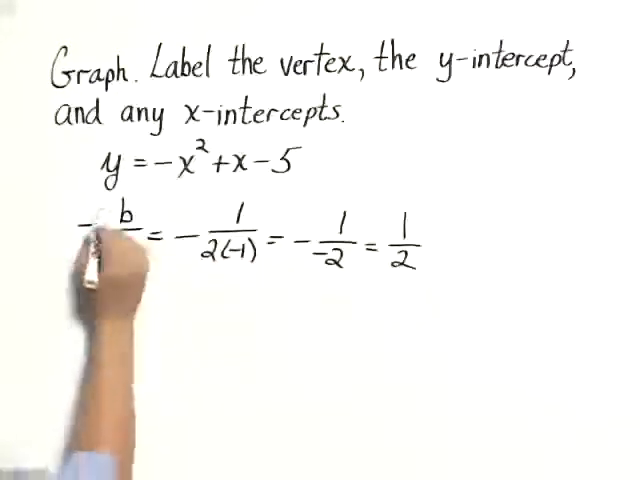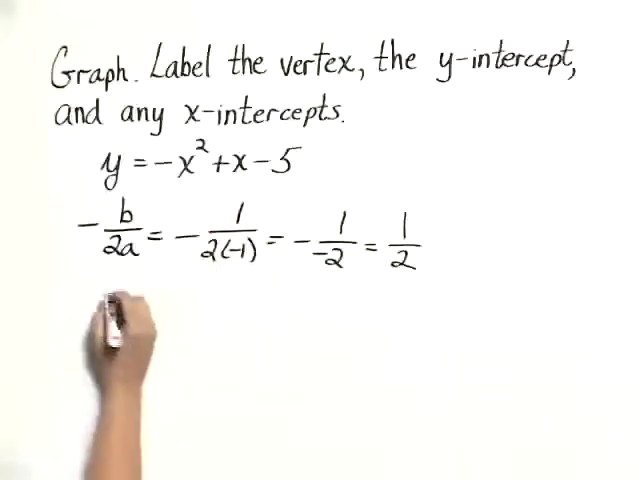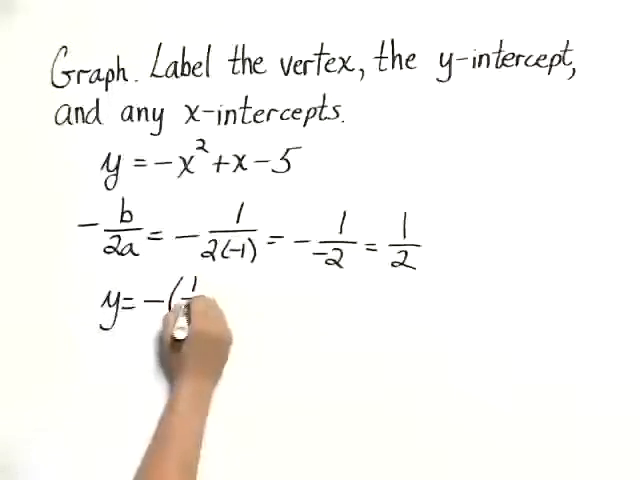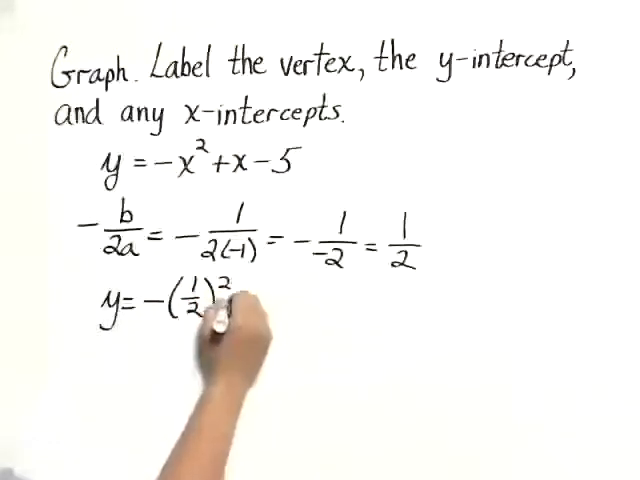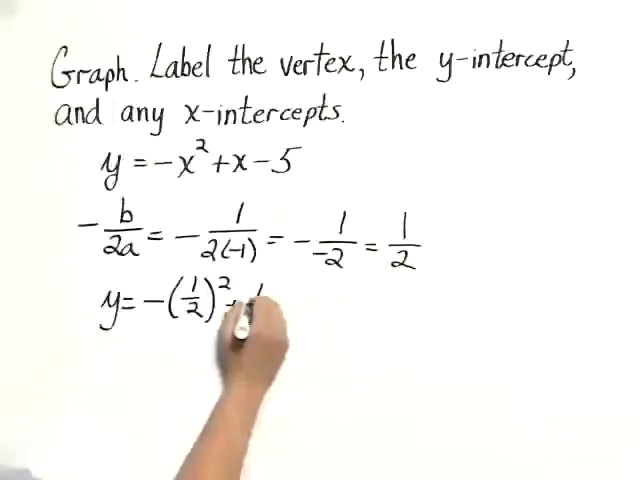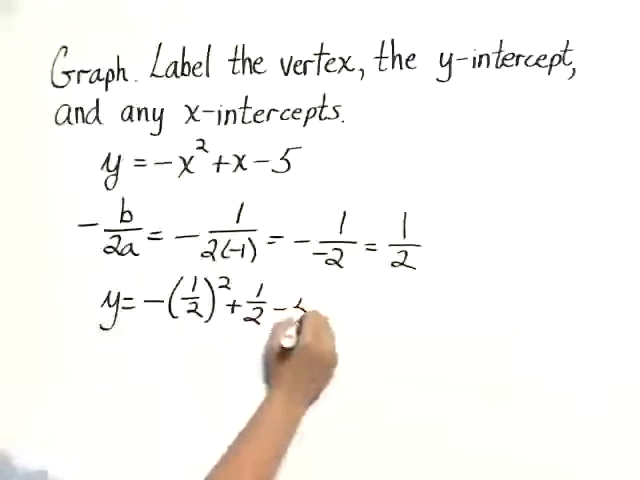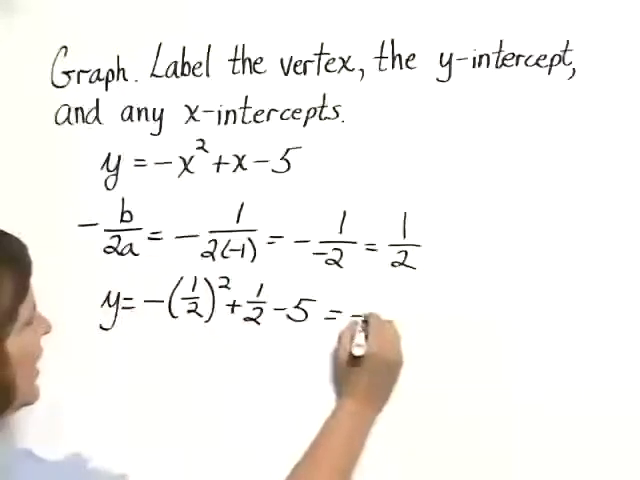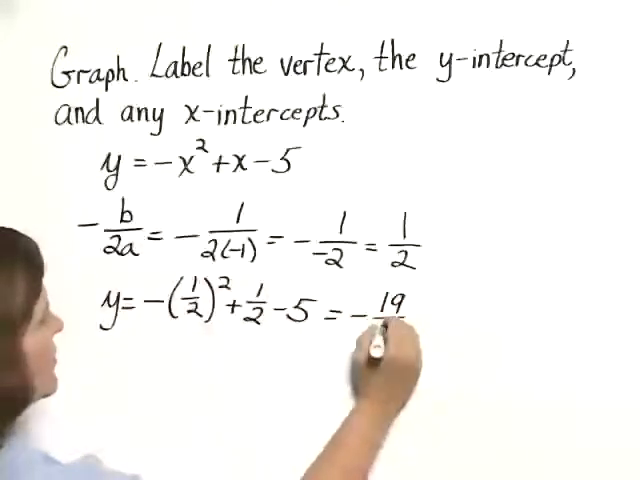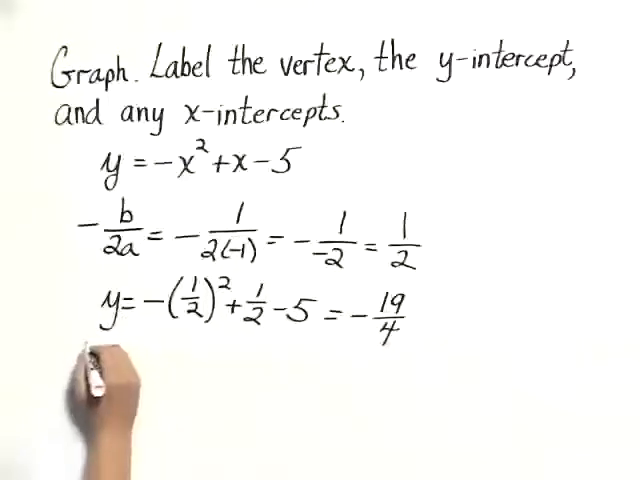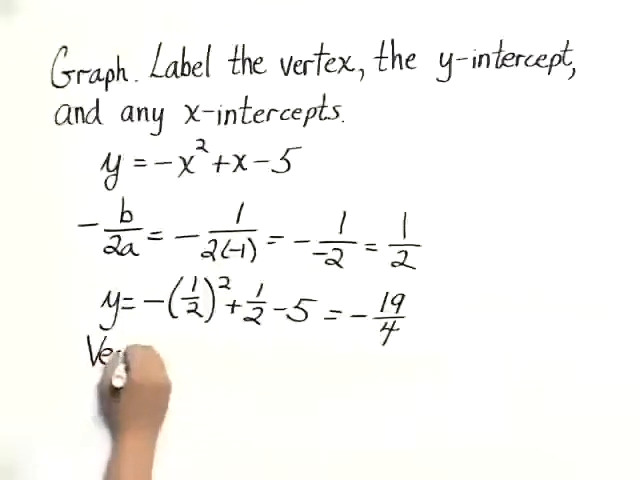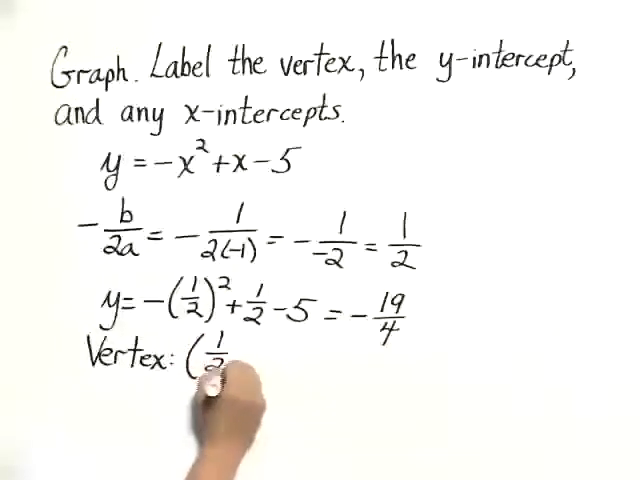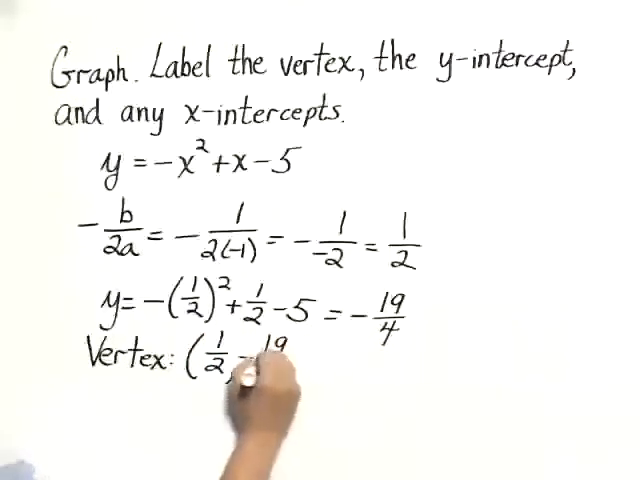To find the y-coordinate of the vertex, we use the equation. We have y equals the opposite of x squared, which is 1/2 squared, plus x, which is 1/2, minus 5. And when we calculate this, we get negative 19/4. That tells us that our vertex is the point 1/2, negative 19/4.